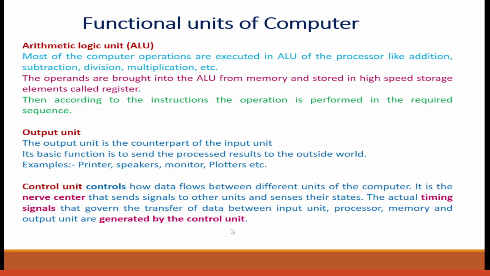Then we have the control unit, which controls how data flows between different units of the computer. We say that it is the nerve center that sends signals to other units and senses their states. The actual timing signals that govern the transfer of data between input unit, processor, memory, and output unit are generated by the control unit.